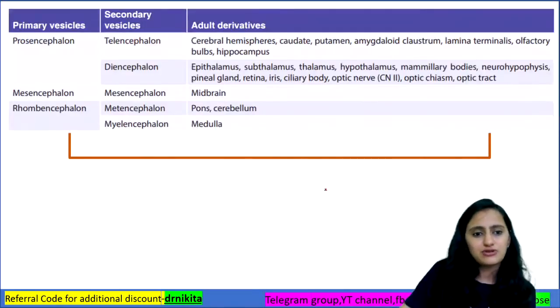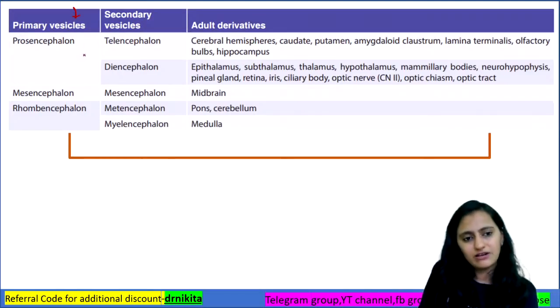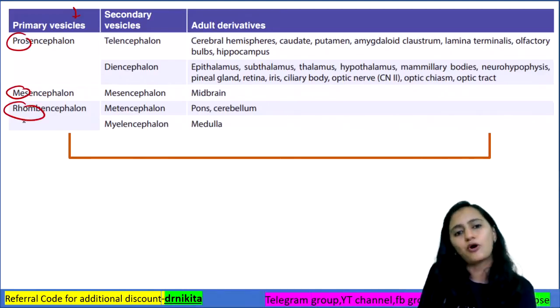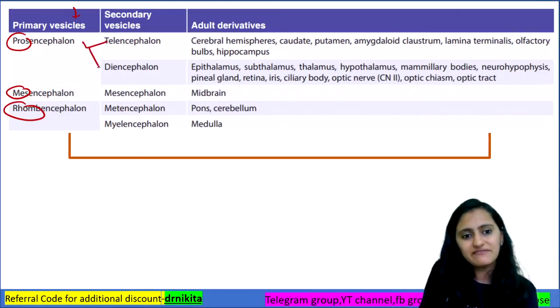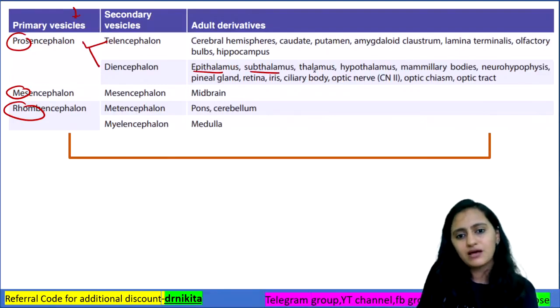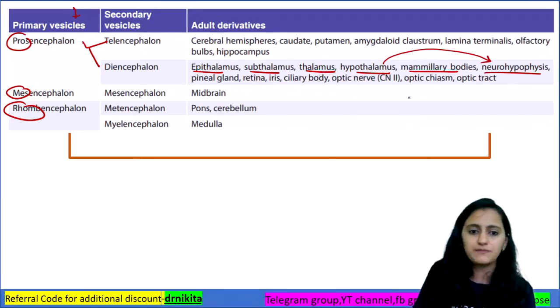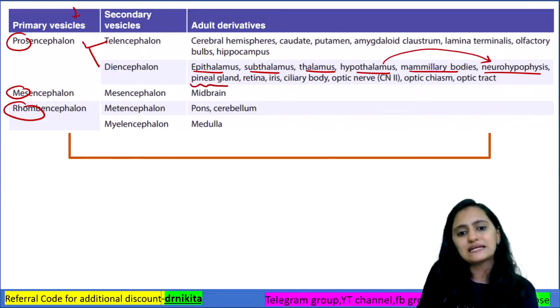So your optic structures, so you can see that in the primary vesicles, when the brain is developing embryologically, you have prosencephalon, mesencephalon and rhombencephalon. Prosencephalon then divides into telencephalon and diencephalon. So in the diencephalon, you have all the thalamic structures. Epithalamus, subthalamus, thalamus, hypothalamus. Plus you have the mammillary bodies. With the hypothalamus, the neurohypophysis, the posterior pituitary. Also the pineal gland and all your eye structures.